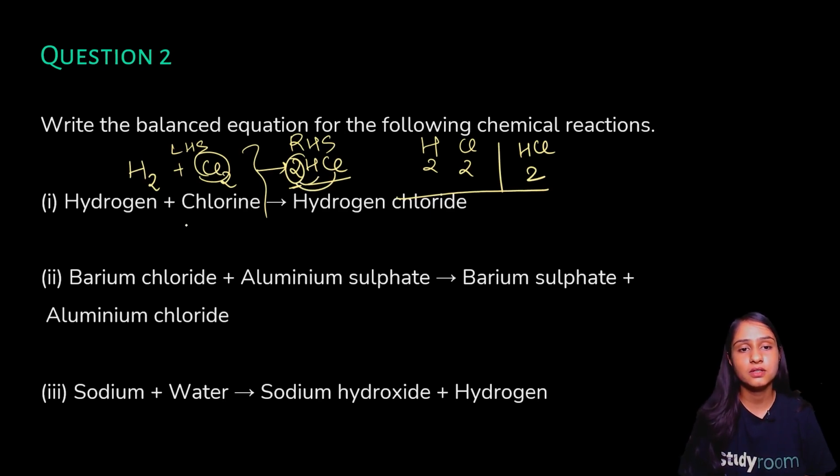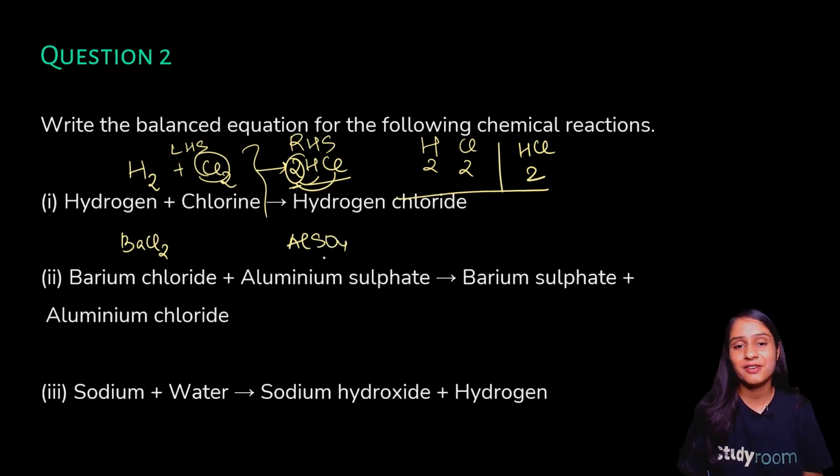So this is it. Barium chloride. You need to learn this, that barium has valency 2. It has 2 electrons in the outermost shell. So the formula of barium chloride will be this. Aluminium sulfate.